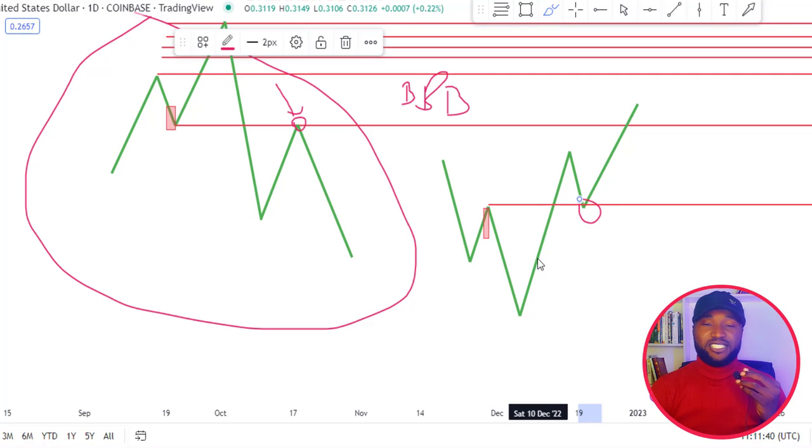So let's get to our chart and check this chart formation so that we can know exactly what we are talking about.